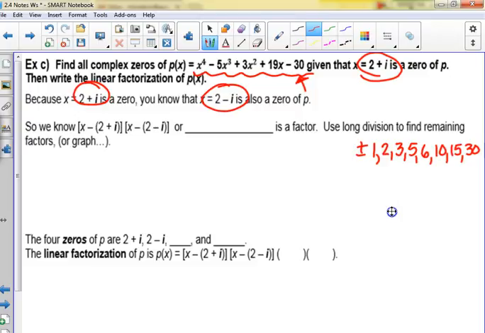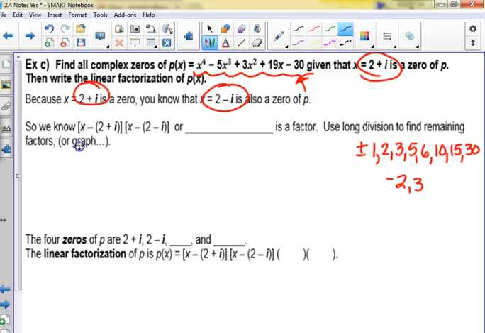Anybody graphing, finding any for us? Negative 2 and positive 3 seem to work. Okay. Oh, they want us to do, I wrote on here we should do long division. Okay.